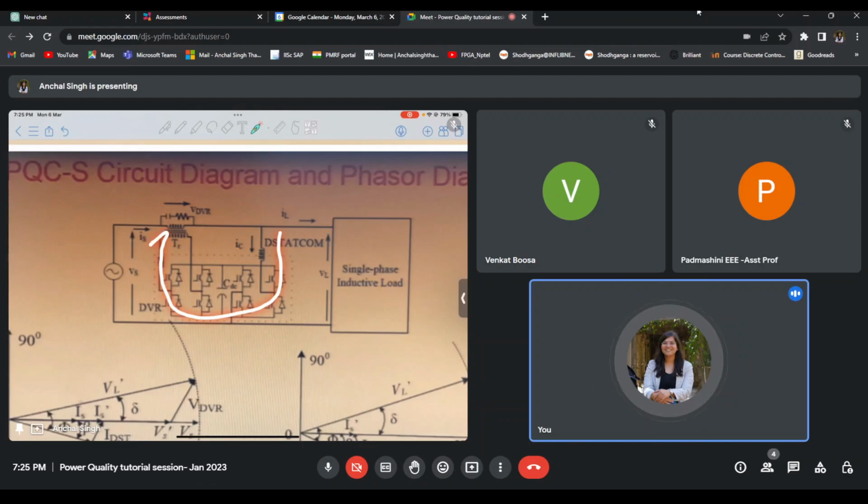This is the closed circuit, because they share a common circuit, right? It's not independent of each other. So because of the presence of the DVR, and since I am using UPQC-P, this D-STATCOM has a current component corresponding to the active part, because my DVR is dealing with the active part.